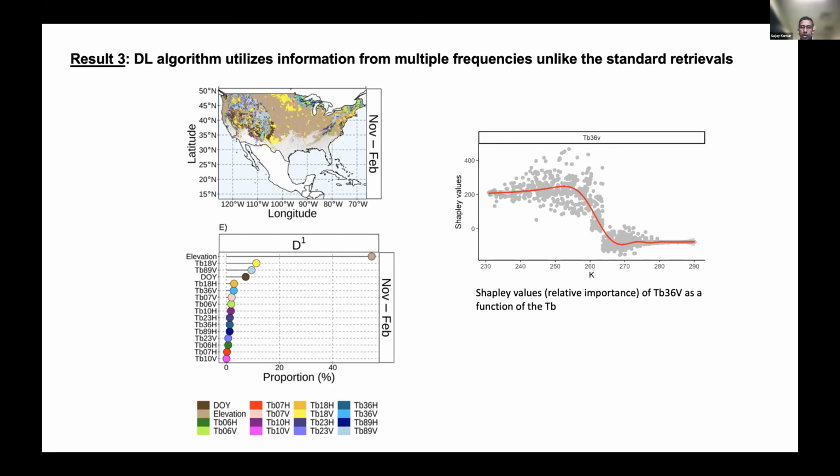This is an example of that, which shows the Shapley values, which are a measure of the relative importance of a certain channel as a function of the brightness temperature. So if you look at, let's say, the 36 gigahertz vertical channel, that sensitivity changes a lot as a function of the temperature. Essentially, that sensitivity decreases as the temperature increases. The point is that these sensitivities are difficult to characterize within a simple retrieval approach, and the machine learning algorithm seems to do a much better job at figuring these out.